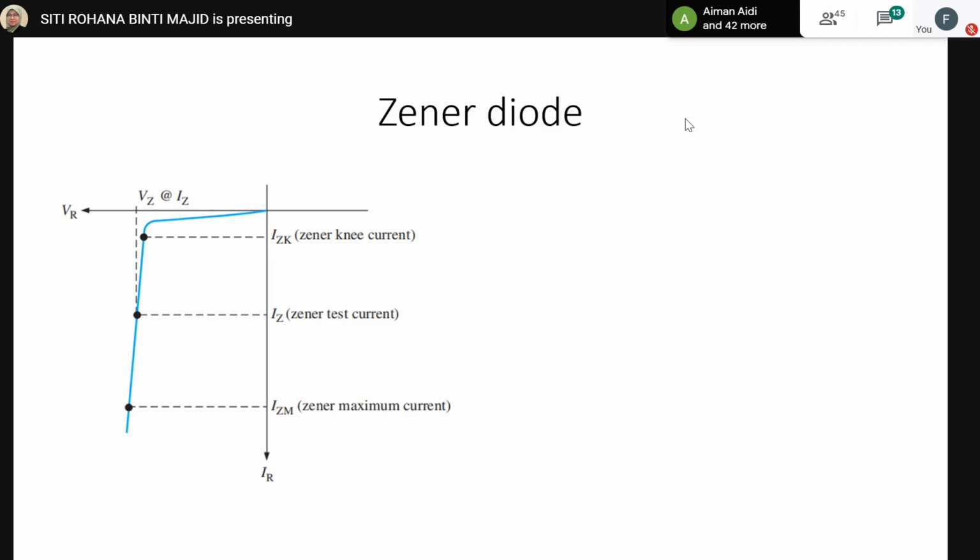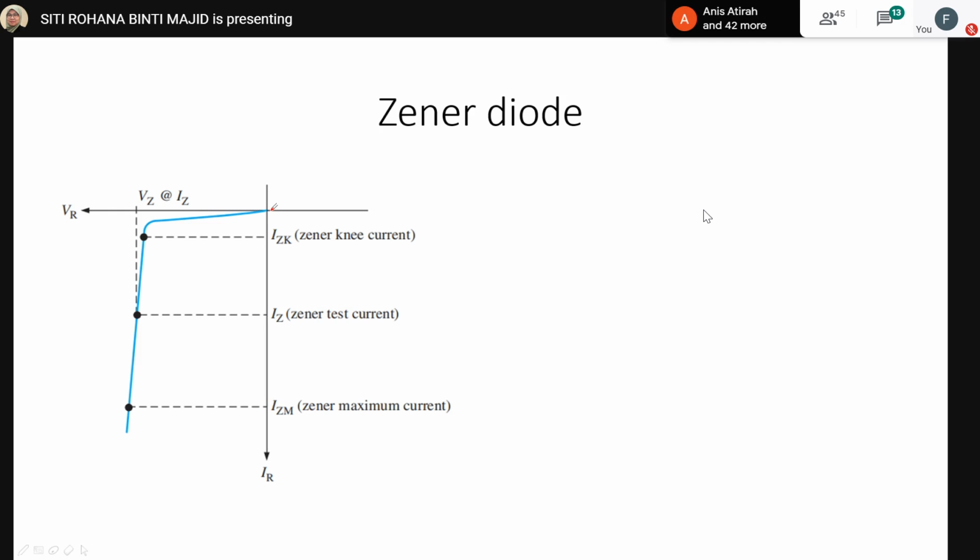Information, the analysis of networks employing Zener diodes actually is quite similar to the analysis of semiconductor diodes. So that means in the forward region, it starts conducting around 0.7 volt, just like an ordinary silicon diode.